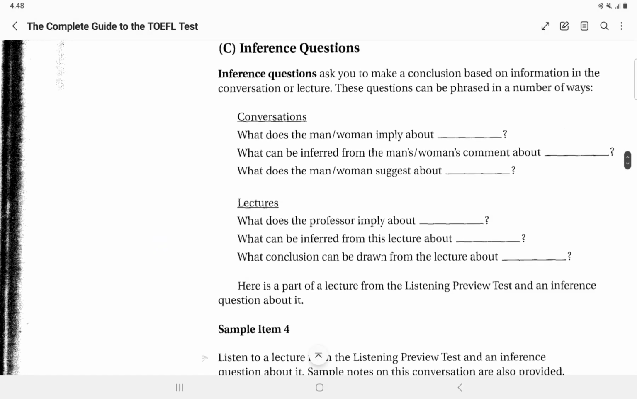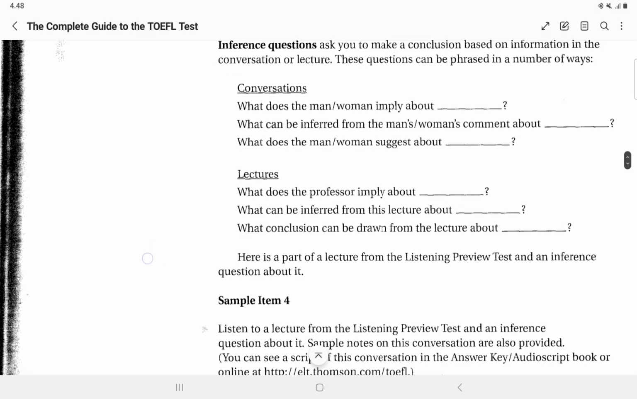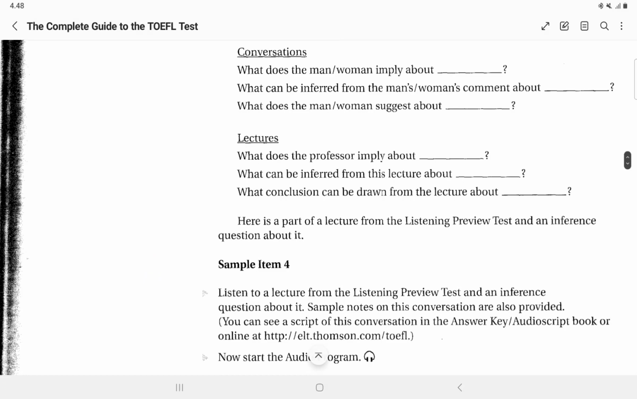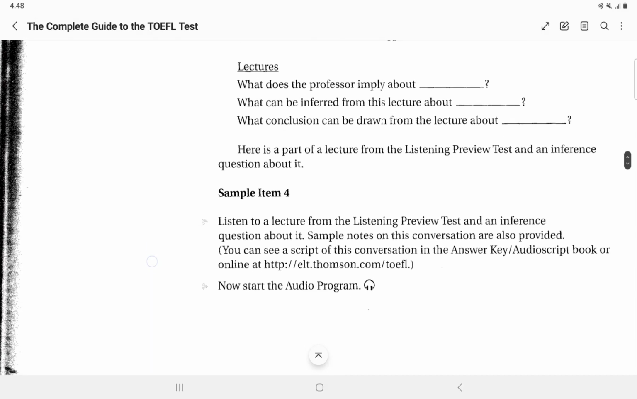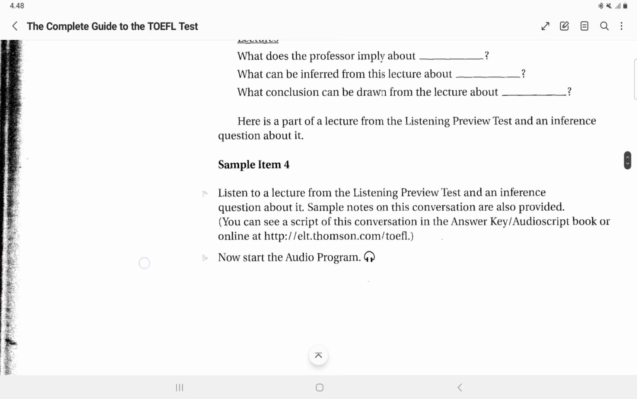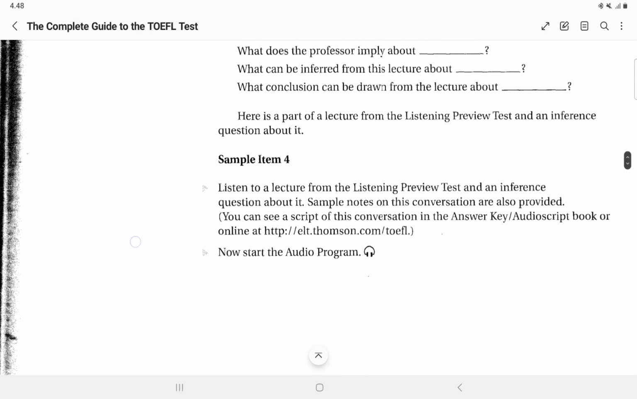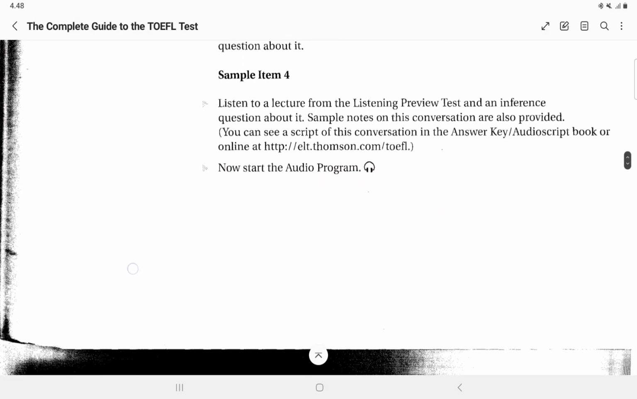Inference questions. Inference questions ask you to make a conclusion based on information in the conversation or lecture. These questions can be phrased in a number of ways. Conversations: what does the man or woman imply about? What can be inferred from the man's or woman's comments about? What does the man or woman suggest about? What does the professor imply about? What can be inferred? What conclusion? Infer, conclusion, imply. Here is part of a lecture from the listening preview test and an inference question about it.